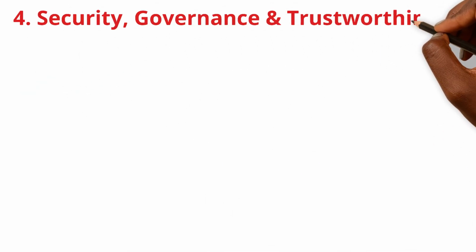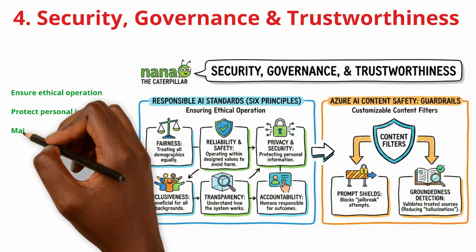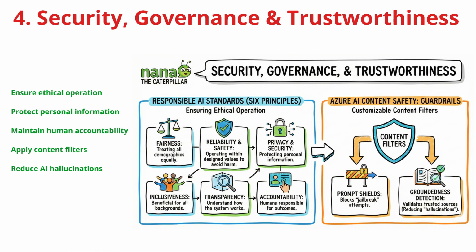Welcome to this overview on security, governance, and trustworthiness in AI. The foundation of trustworthy AI lies in ensuring ethical operation through responsible AI standards. There are 6 core principles we must adhere to. First is fairness, treating all demographics equally.